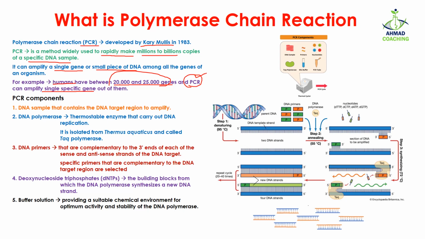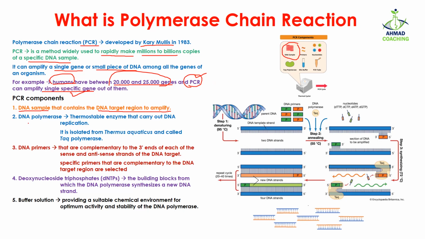So the components of PCR: first of all, we should have a DNA sample. The DNA sample will contain the DNA target region to amplify. For example, if I wanted to study a specific gene in the human cells, I am going to take some human cells. I can take hair cells, blood cells, muscle cells, whatever the gene I wanted to study, I can take the sample accordingly. And from the sample, I'm going to take my DNA sample. So here we have our DNA sample.